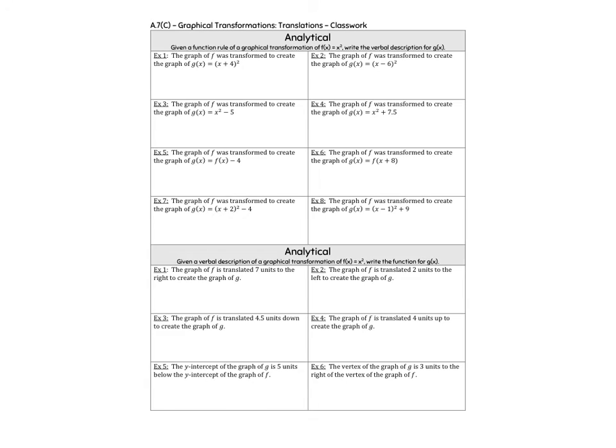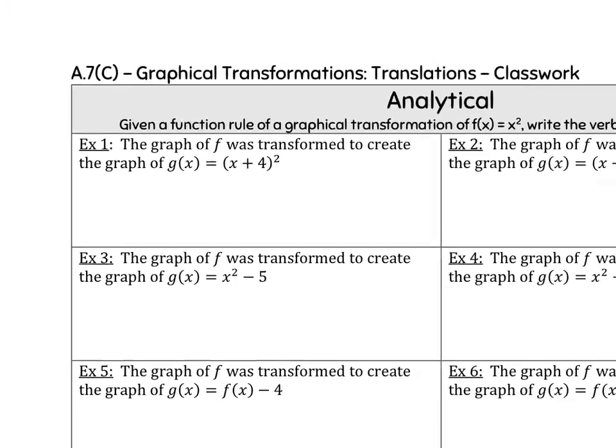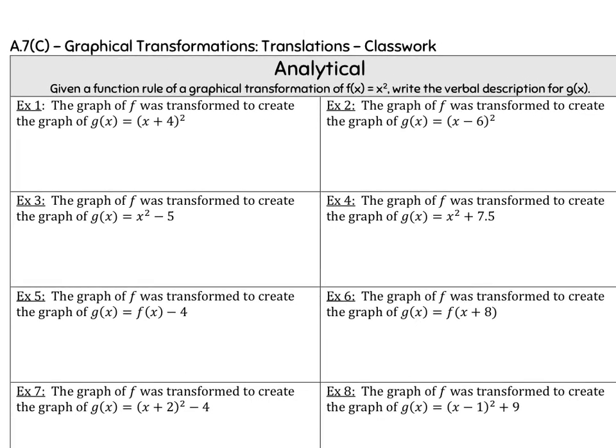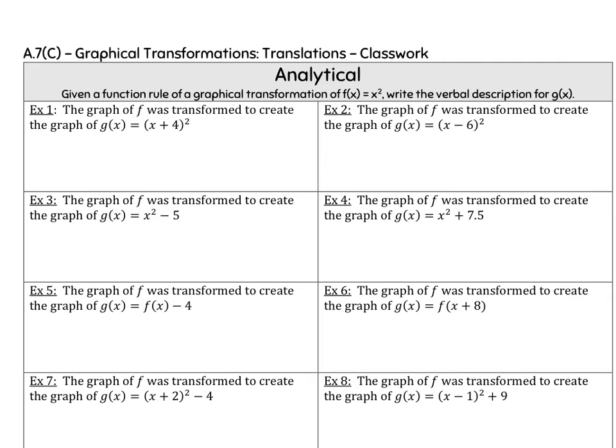Okay, so one of the ways that I would answer this question is looking analytically at the equation. It says, given a function rule of graphical transformation of f of x equals x squared, that's the parent function. We need this, so circle this right now. That's the parent function. Write the verbal description for g of x. I want you to identify what vocabulary has happened to this graph.